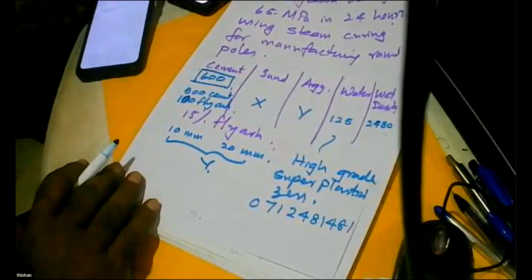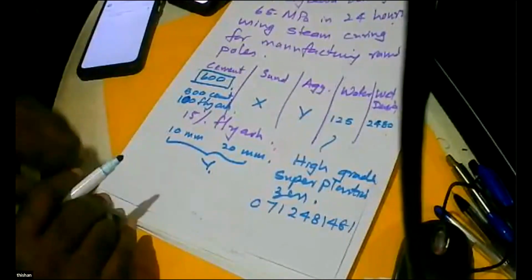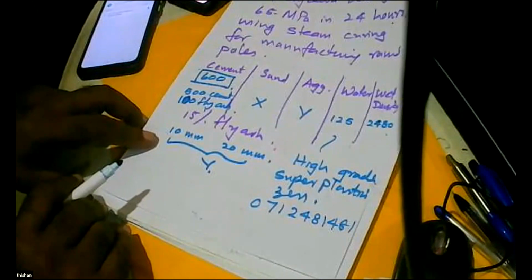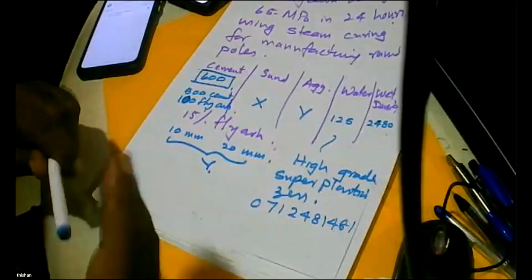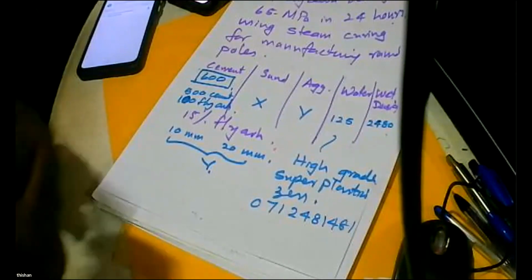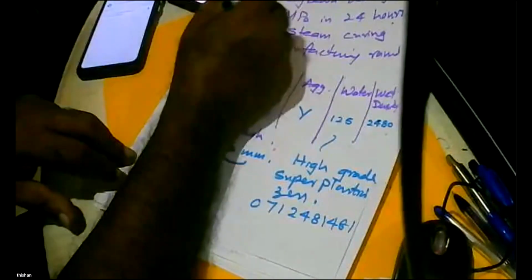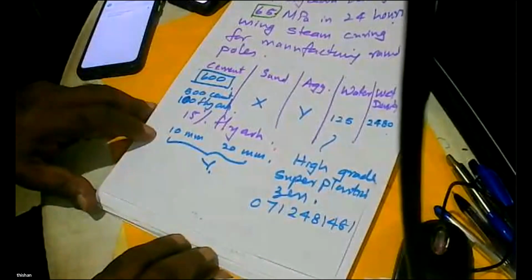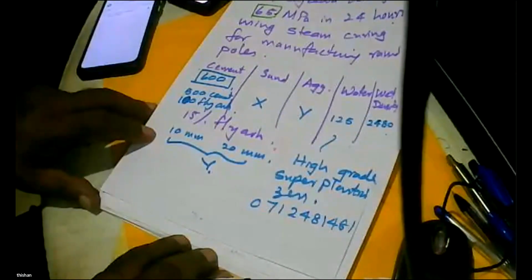So we went for a very high quality admixture. That allowed us to go for 125 as water. Now you have to ask why, on what basis I am making these decisions? I need very high strength with steam curing. So I'm aiming for something like 65 megapascal, that I achieve by using steam curing in 24 hours.